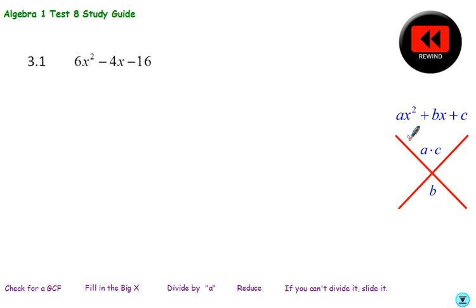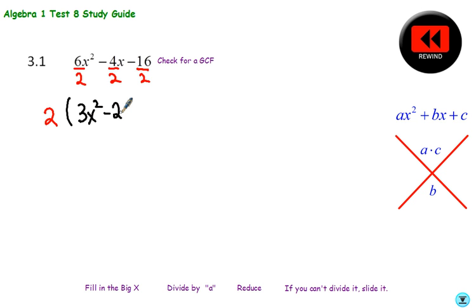And so what we're looking for with any of these problems is we're always looking to see, is there a number that goes into all 3 of them? So we always want to check for a greatest common factor first. And again, that's just looking to see, is there a number that goes into all 3 of them? In this case, I can divide everything by 2. So I've got 2 times, not 6, 3x squared minus 2x minus 8. Okay, so I'm always just checking for the greatest common factor first.